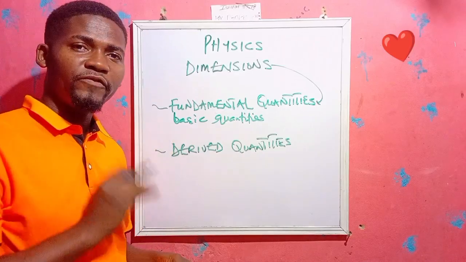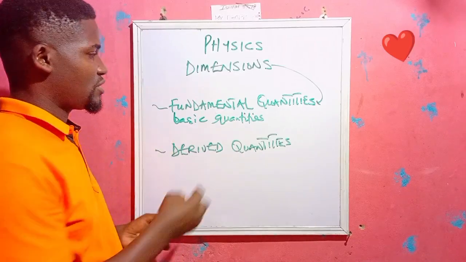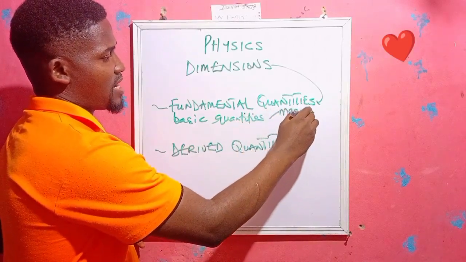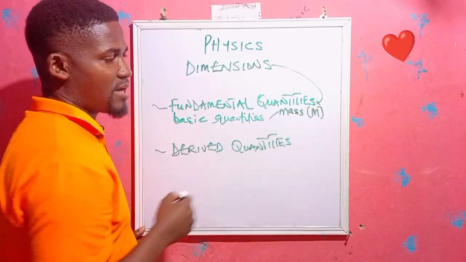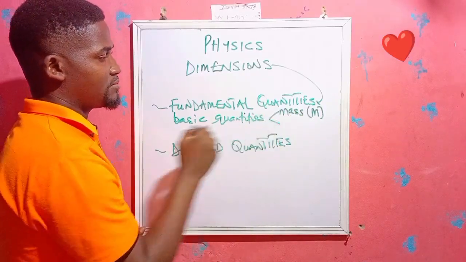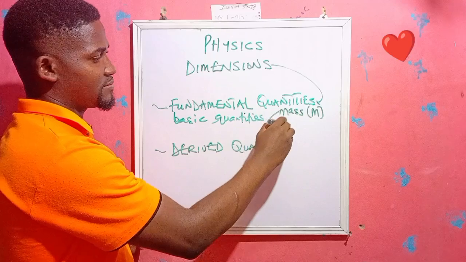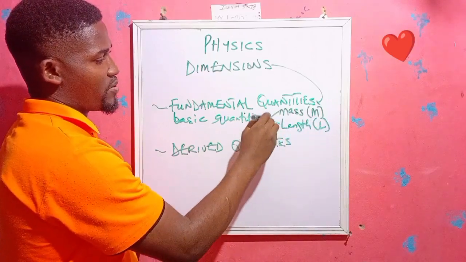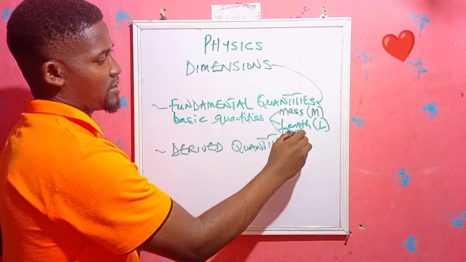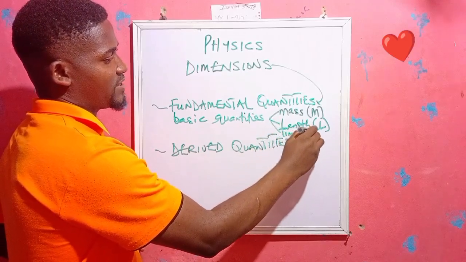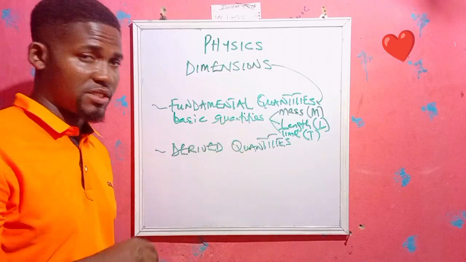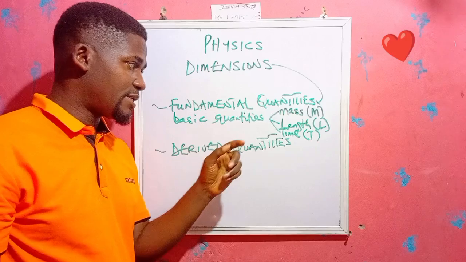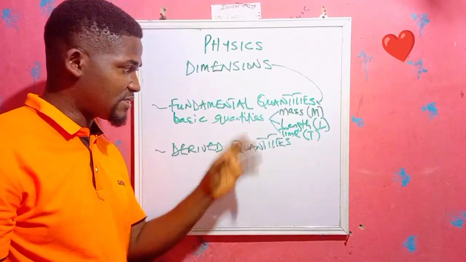Now, the major fundamental quantities we use in dimensions, we have mass. Mass is written as M. We have length. We use L for length. And we have time. We use T for time. Take note of their units: for mass, the unit is kilogram. That's also a fundamental unit. And for length, the unit is meter. That's a fundamental unit too.